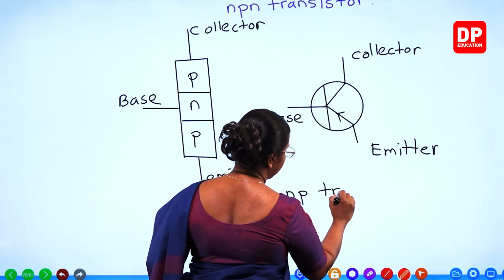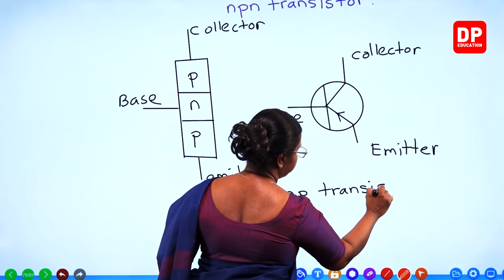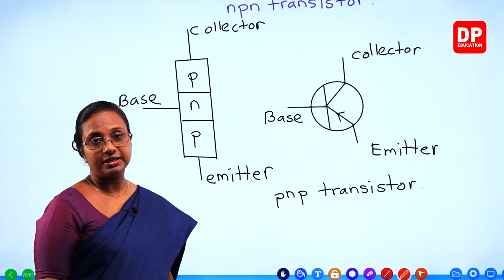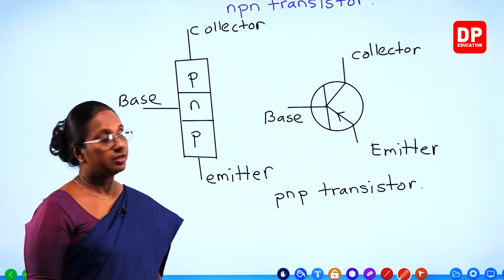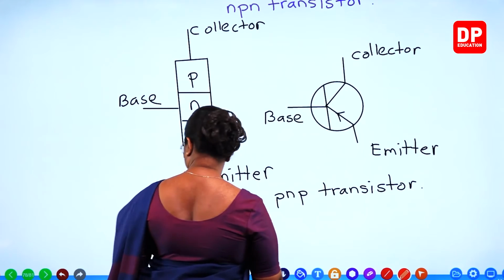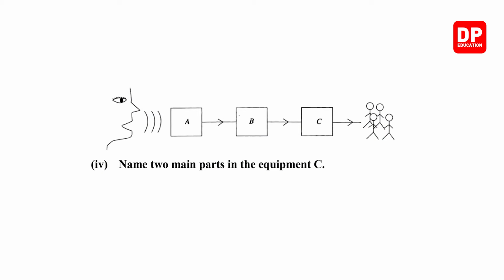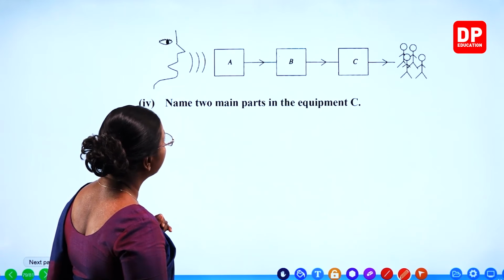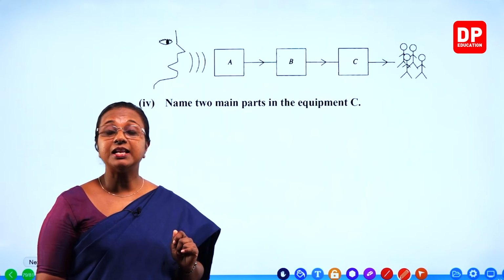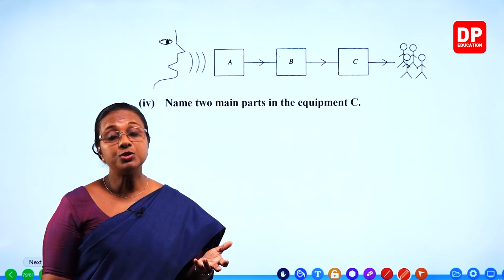PNP transistor. So that is what you need to draw here. Is that clear, student? So with that, I'll move on to the next part of the question. So here, fourth one. Name two main parts in the equipment C. Equipment C, we identified it as the loudspeaker.